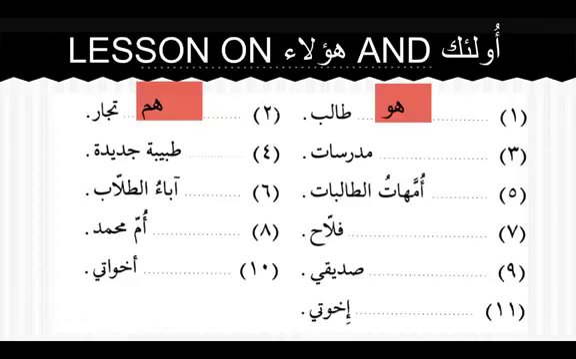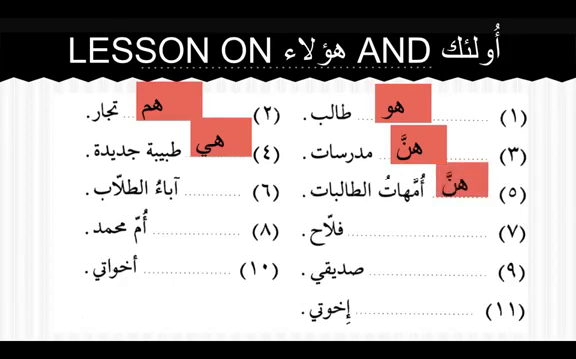So we just have to remember these. So mudarrisatun will be hunna. Hunna mudarrisatun. They are teachers. Tabibatun jadidatun, hiya tabibatun jadidatun. So number 5 we have ummahatu talibatu. So it will be hunna ummahatu talibatu. So this is how we use a pronoun.